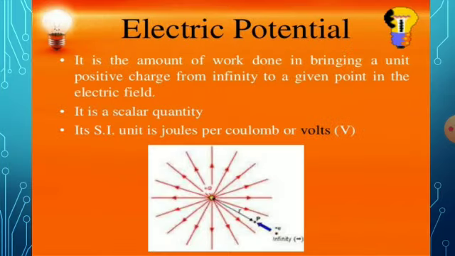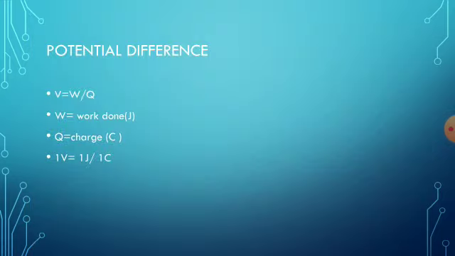Next one, electric potential. There is a small difference between potential difference and electric potential. Electric potential is the work done in moving a charge from infinity to that point. So here we are moving the charge from infinity to that point. It is also a scalar quantity. Its unit is also similar to the potential difference, that is volt, or another unit is joule per coulomb.